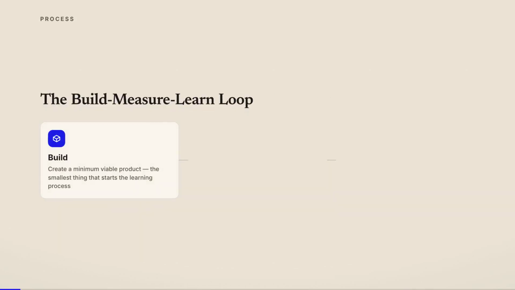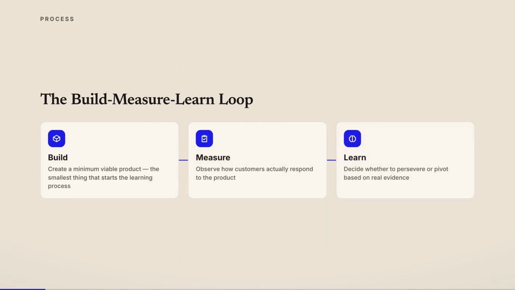Underpinning all 4 stages is the build, measure, learn feedback loop. The idea is simple. Build a minimum viable product, the smallest thing you can create that starts the learning process. Then measure how customers actually respond. Then learn whether to persevere or pivot. The loop turns assumptions into knowledge. Each cycle should be as fast as possible.